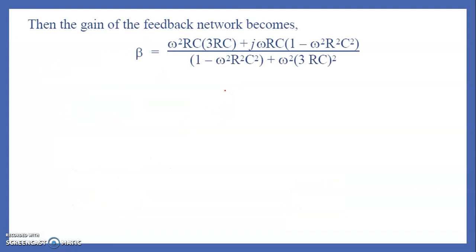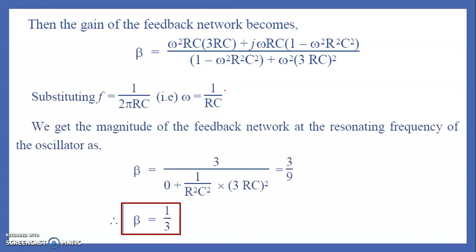Now, we need to calculate the gain. Already we have beta, that is the feedback factor. We know f is equal to 1 by 2 pi RC, that is, 2 pi f, which is omega, is equal to 1 by RC. In the place of omega, we substitute this value 1 by RC. Cancelling out the common terms while simplifying, we get beta equal to 1 by 3. This is the magnitude of the feedback network, that is, the feedback factor is 1/3.